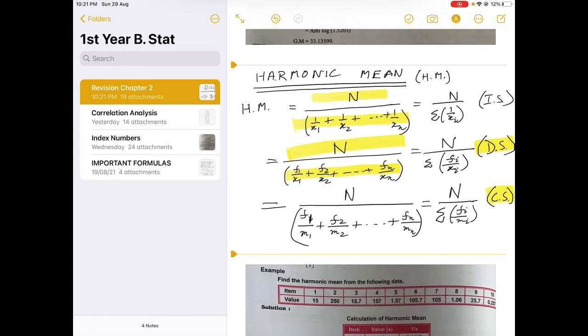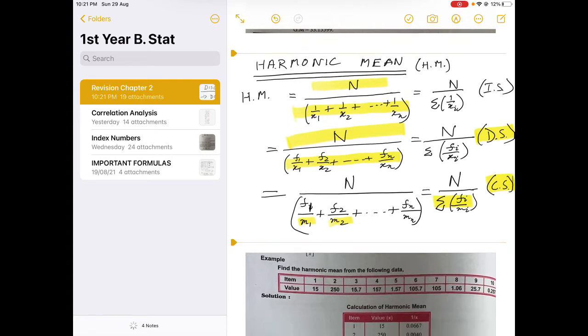For continuous series, as we do not have a single x value, we will take the middle value as the representative value and divide the frequency by that mid value. So again n divided by the sum of all the f divided by mid values.